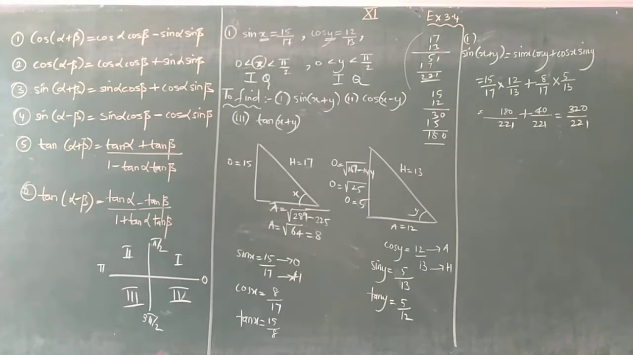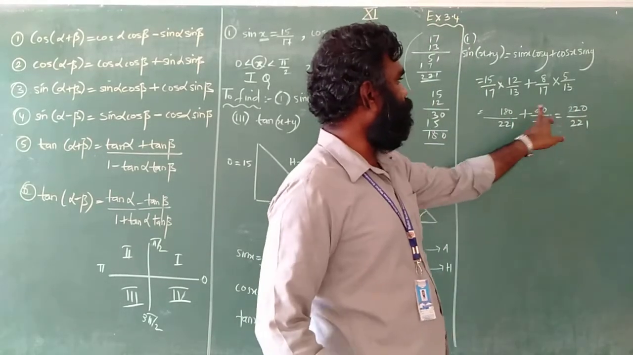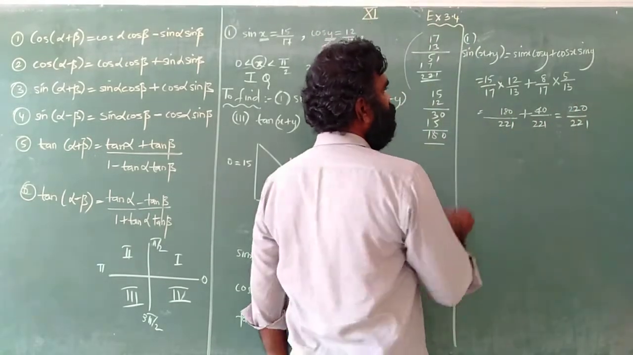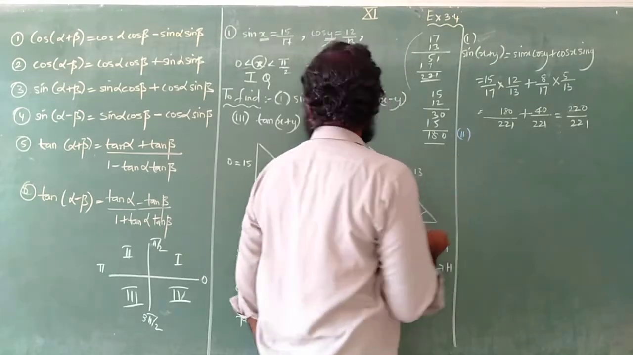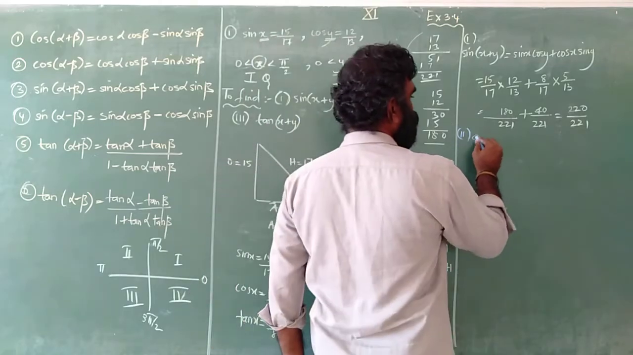This is now 320, this is 220. 220 because 18 plus 40, 220. 220 by 221. Second subdivision, I need to find cos x minus y.